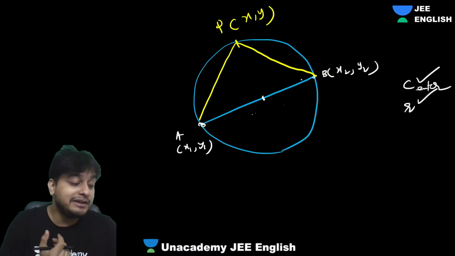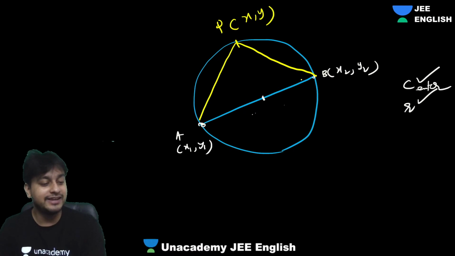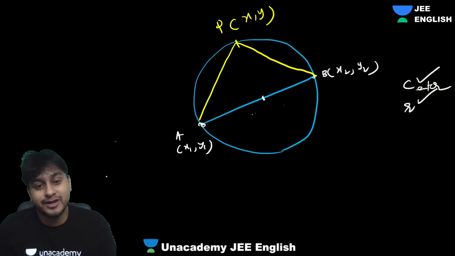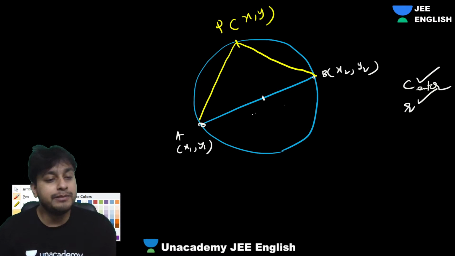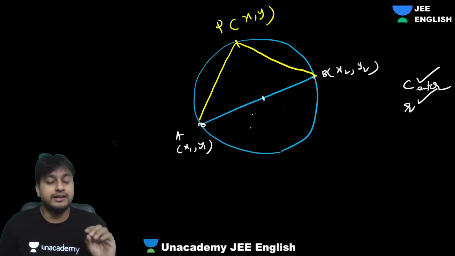Then it will not be possible, impossible. You cannot find a circle passing through two points only. That's impossible. Then you need at least 3 points. Or else you will be given some other condition. The third condition might be something else. Directly it's not possible.